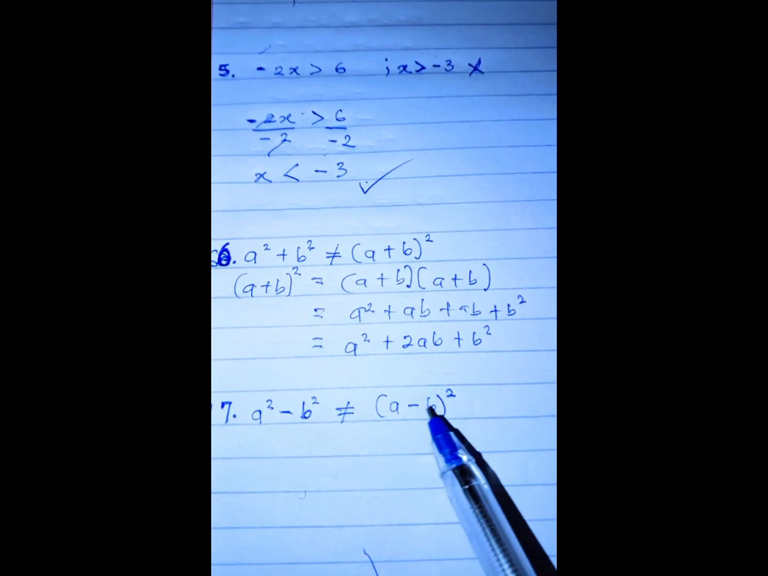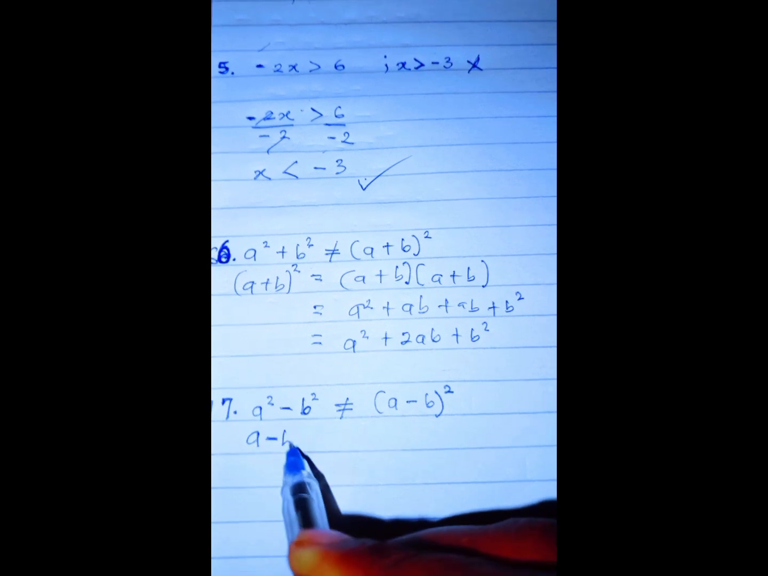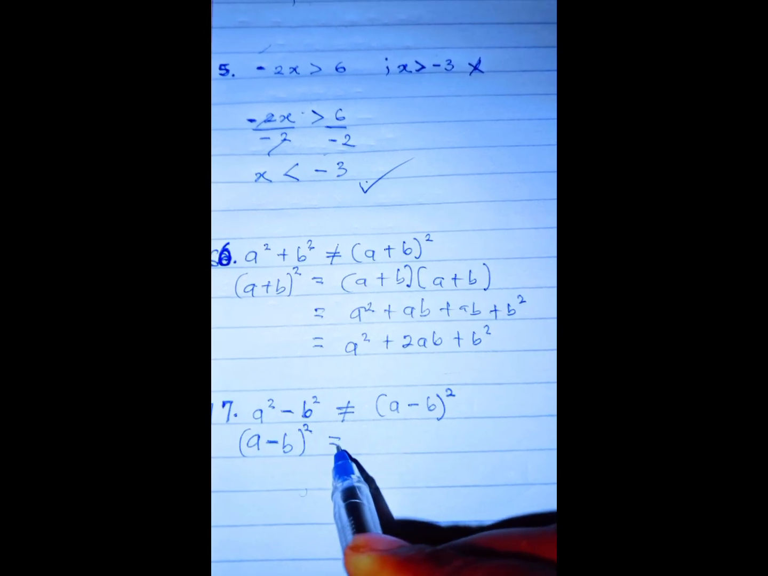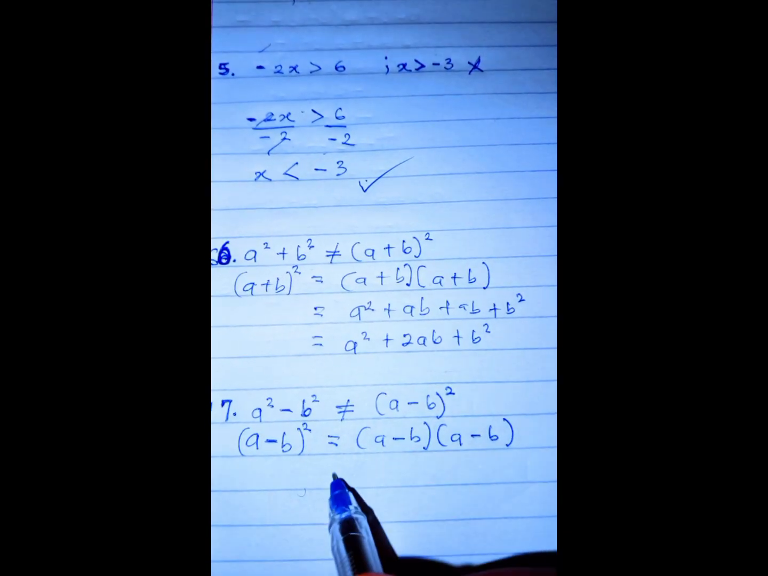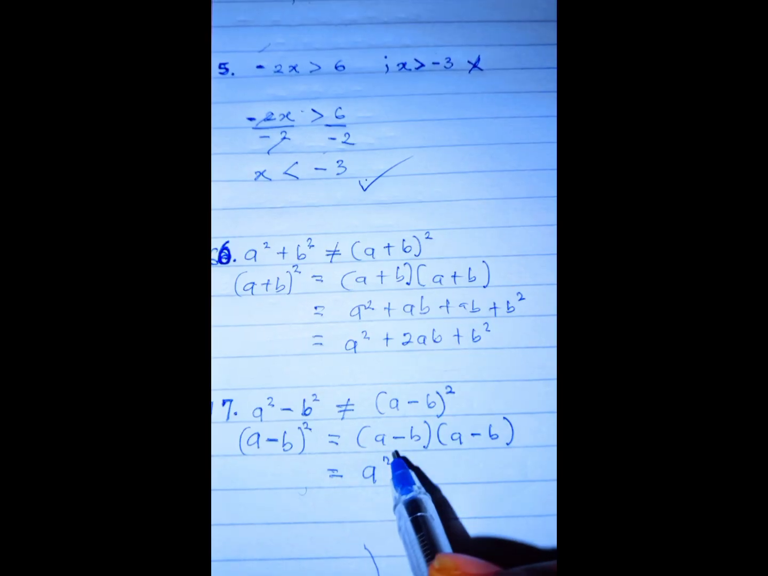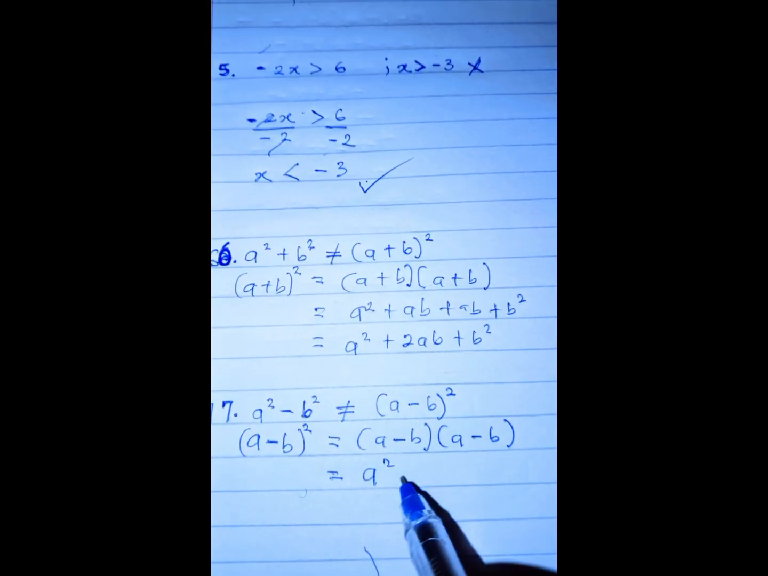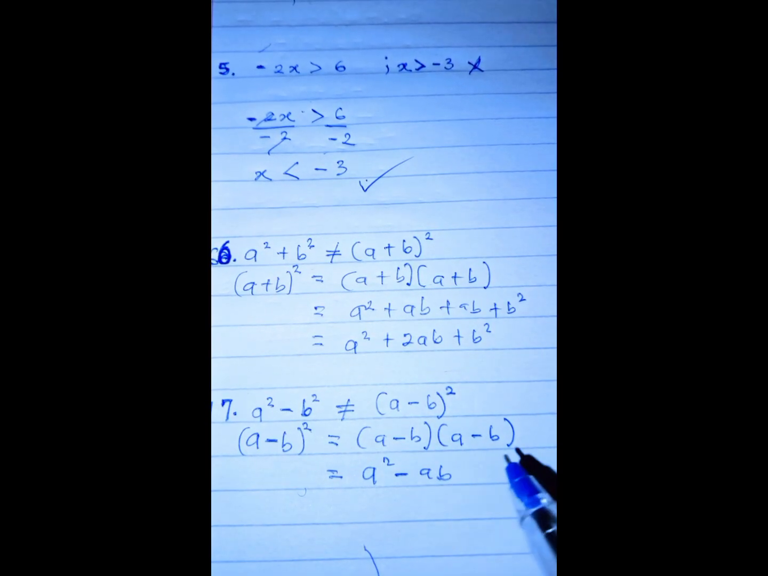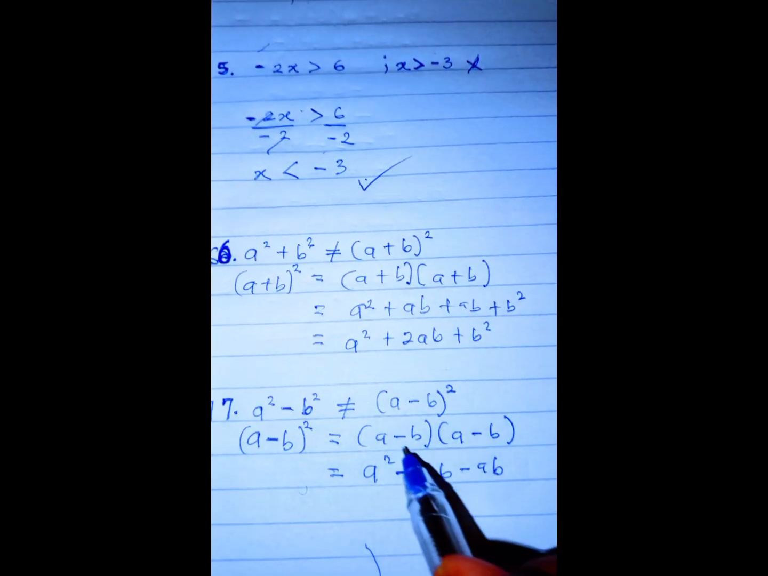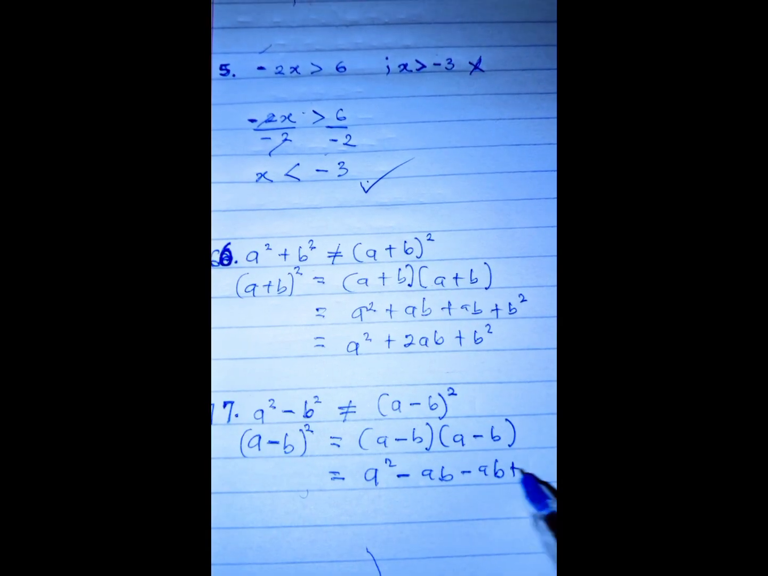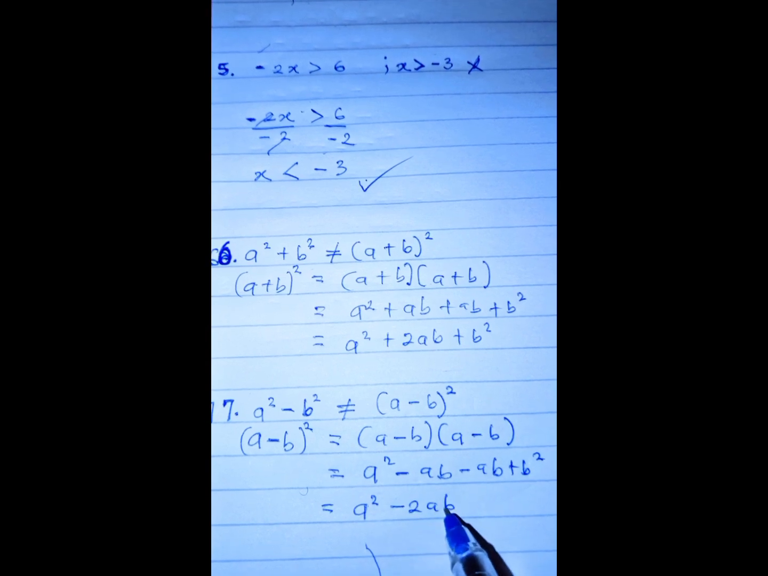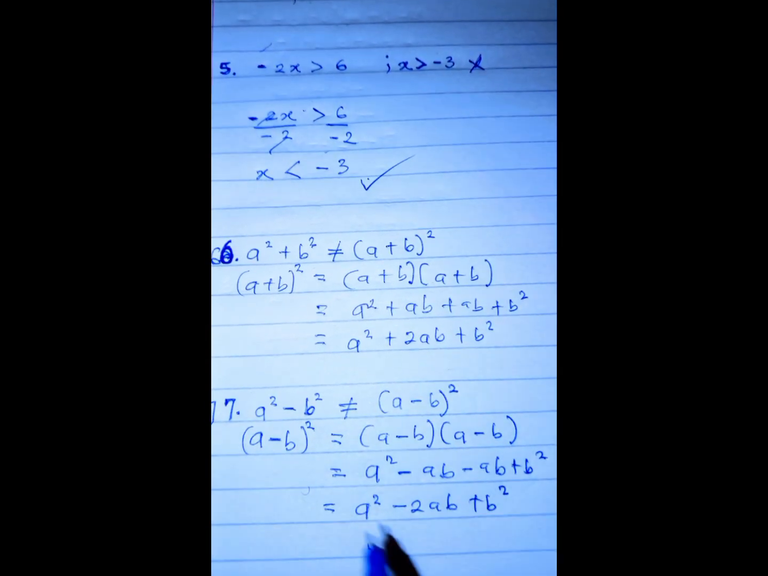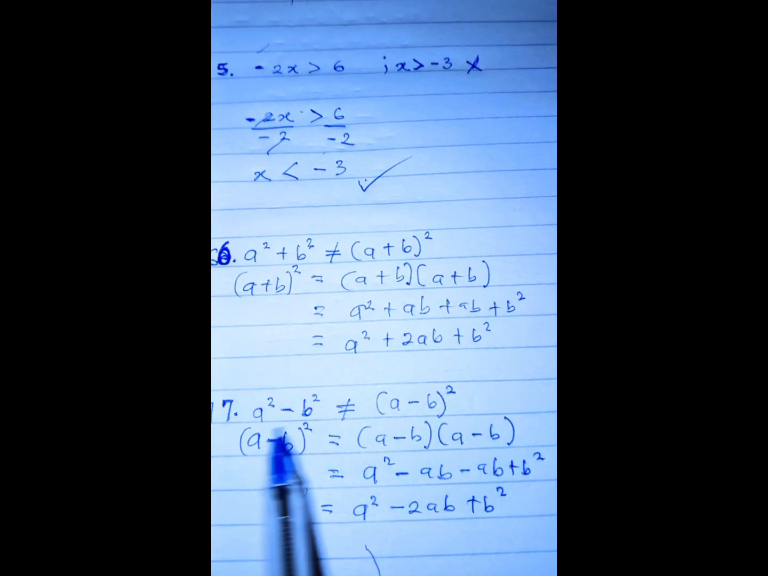So by expanding this, we're going to have (a minus b) all squared is equal to (a minus b) times (a minus b), which is equal to a squared, because a times this is a squared, then a times this is minus ab, then minus b times a is minus ab, and minus b times minus b is plus b squared. Simplifying further, we're going to have a squared minus 2ab plus b squared. So you can see that this is not equal to this.